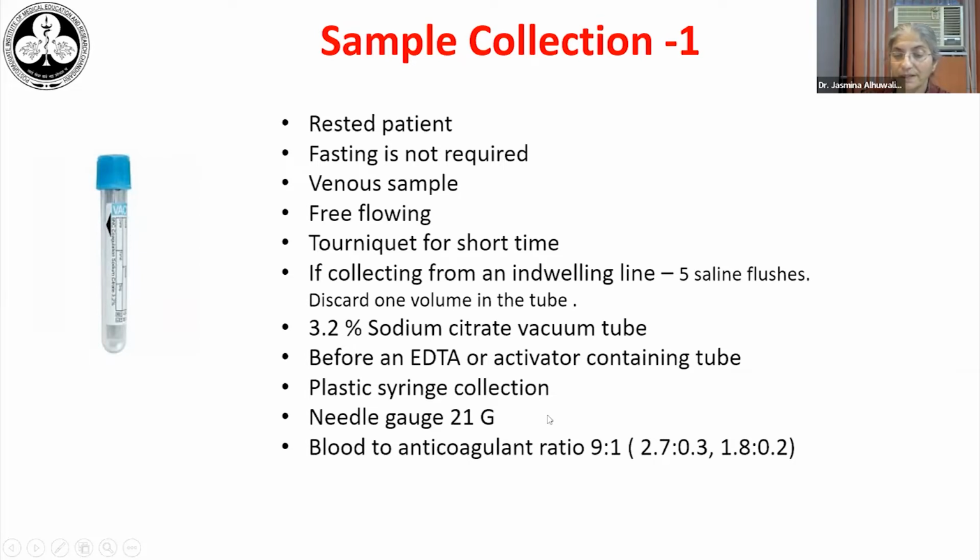The needle gauge should not be finer than 21 G so as to avoid hemolysis, and the blood to anticoagulant ratio is almost sacrosanct. It is 9:1. So if we are planning to take 2.7 ml of blood, there should be 0.3 ml of anticoagulant present in the tube.